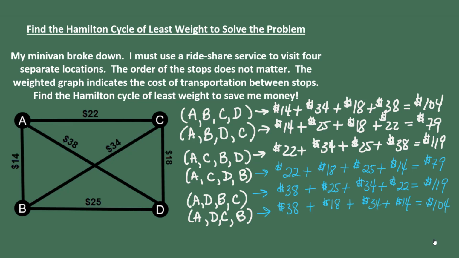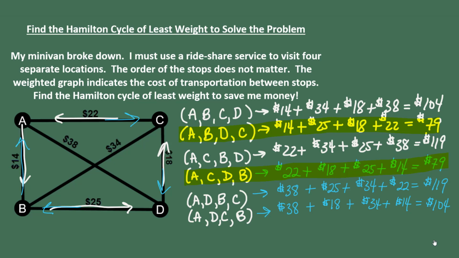Continuing in this way, what you're going to notice is that we get the same 3 values for the next 3 options. So why is that happening? If you look carefully, you can see that, for example, ABDC has the same total value as ACDB, $79. Why is that happening? Well, the first cycle, A to B, B to D, D to C, and back to A, covers the same edges as the second cycle, which goes from A to C, C to D, D to B, and back to A, just in the reverse order.